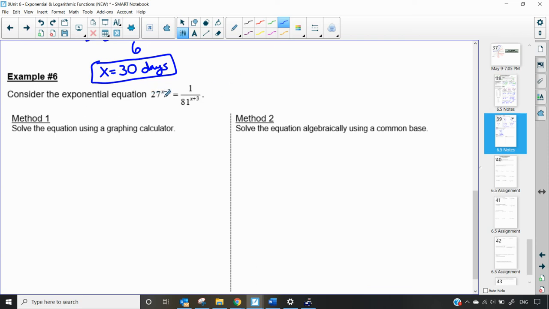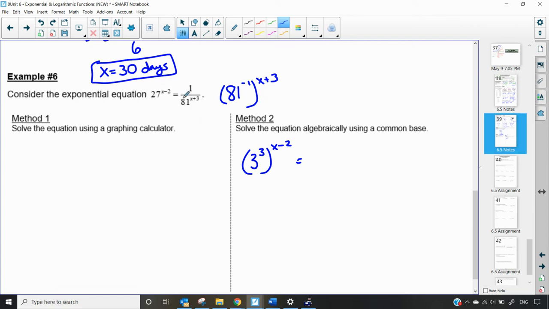If I start thinking back to my cube roots and my square roots, I know that I can write 27 as base 3. And when I look forward, I can also write 81 as base 3. So 27 is 3 cubed, so I can write this as 3 cubed to the x minus 2. And 1 over 81 to the x plus 3 is the same as 81 to the negative 1, and then x plus 3.